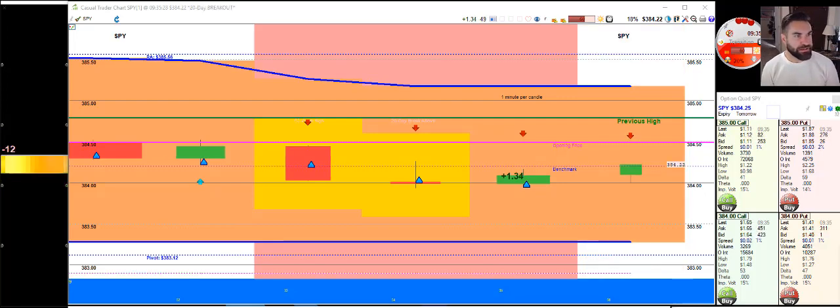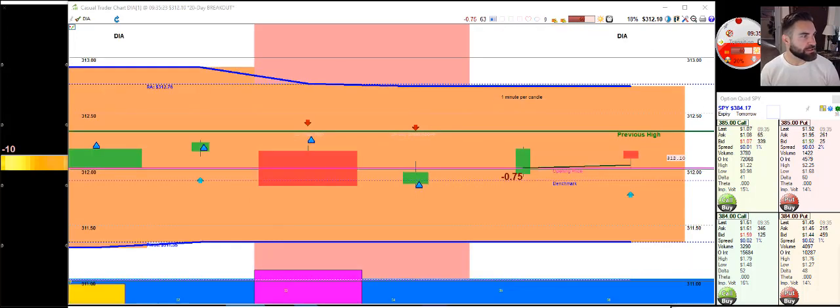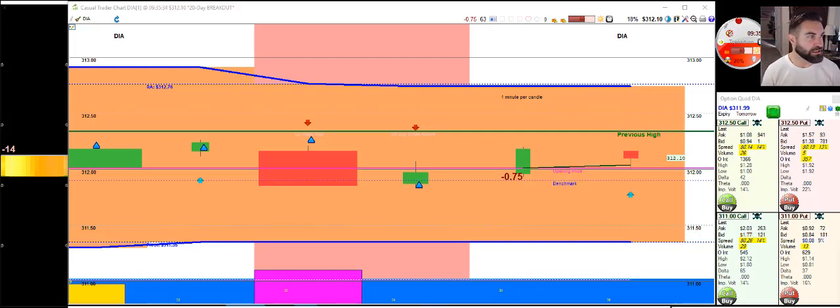So that early selling has been countered by a little bit of buying. So let's click around and see what SPY is doing, kind of going sideways, up and down. Dow Jones, same behavior, kind of channeling in that area.